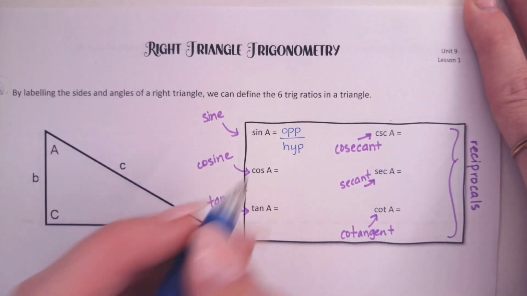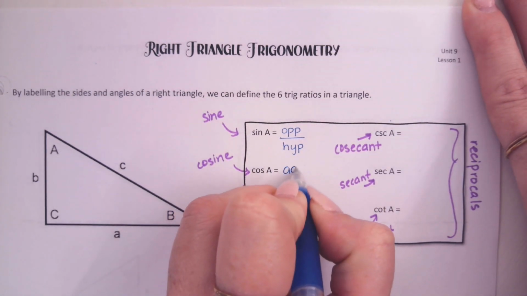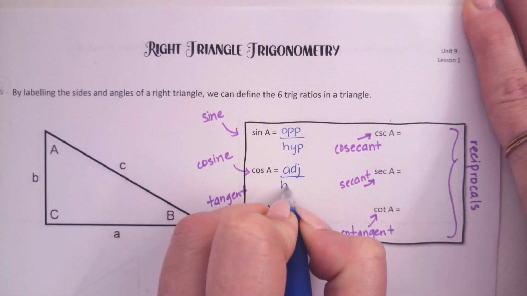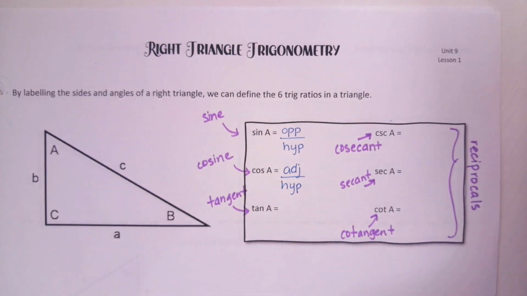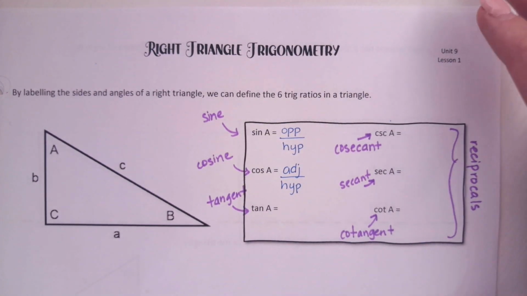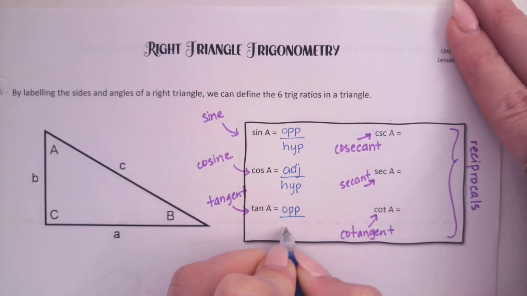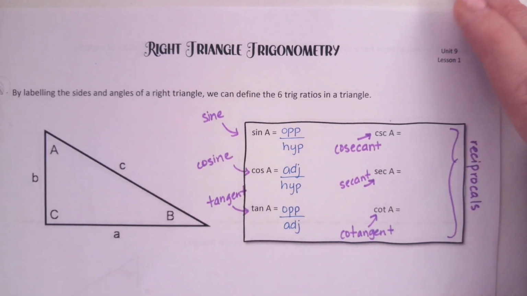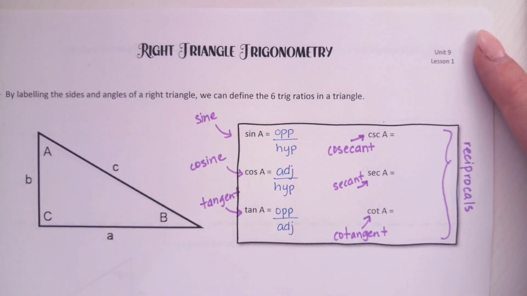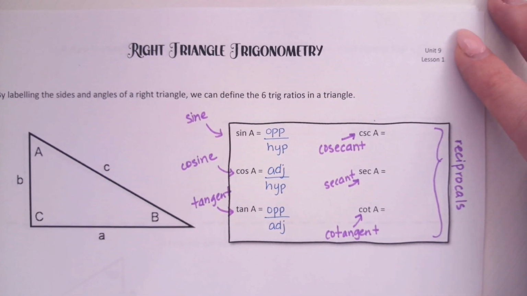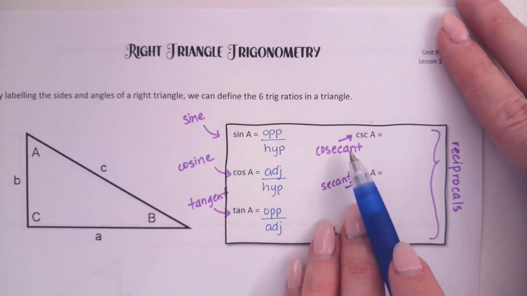Cosine of angle A would be its adjacent side, the side right next to it, compared to the hypotenuse. Adjacent, again, I'm going to abbreviate ADJ, compared to hypotenuse. And then tangent, opposite over adjacent. Good memory. Opposite over adjacent.